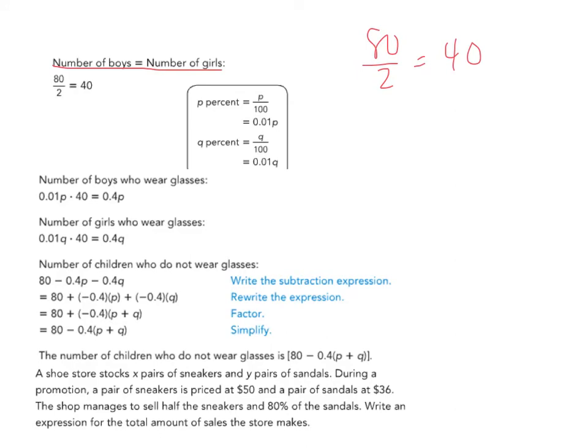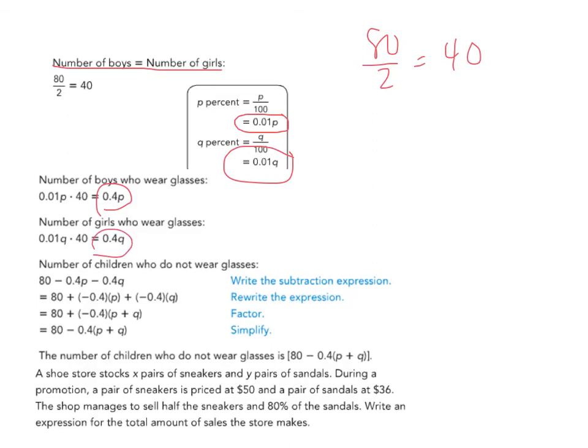Okay? So we have P%, P divided by 100 is 0.01 P, and Q% is Q divided by 100, which is 0.01 Q. Now, we know the number of boys is 40 and the number of girls is 40. So we do 0.01 P times 40, that's 0.4 P. 0.01 Q times 40 is 0.4 Q.